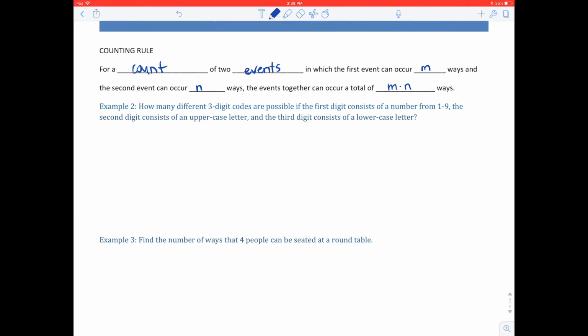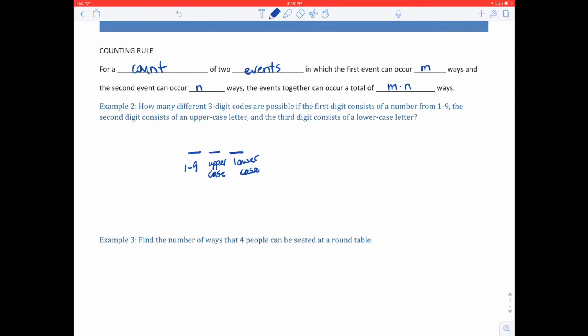So if we look at this example 2, how many different 3-digit codes are possible if the first digit consists of a number from 1 to 9, the second digit consists of an uppercase letter, and the third digit consists of a lowercase letter? Well, here's the first digit, right? So this one has to be the numbers from 1 to 9. This is our uppercase. And this one is our lowercase.